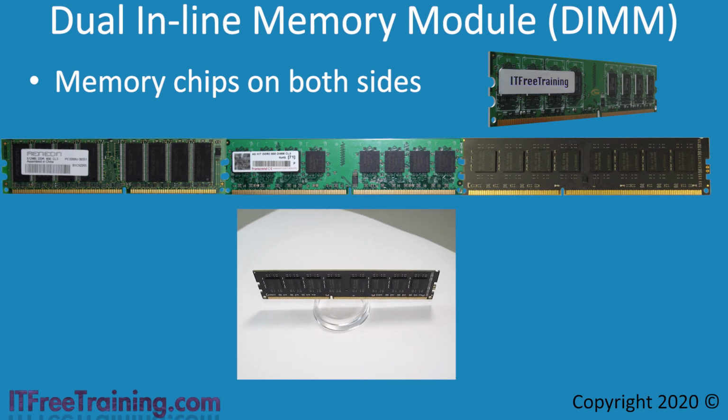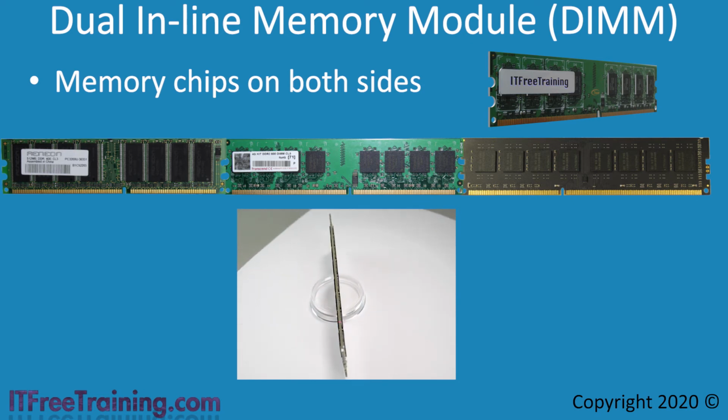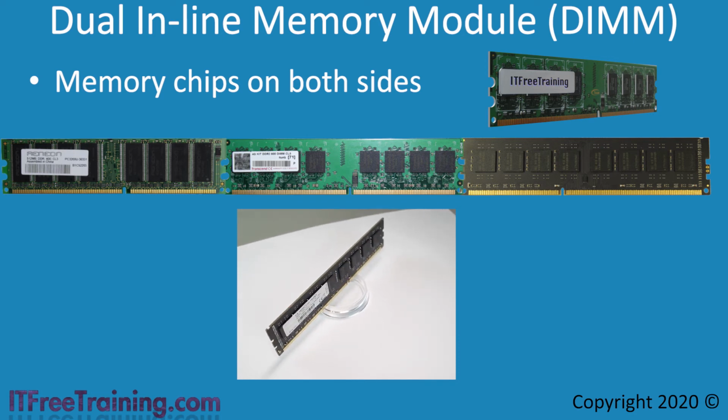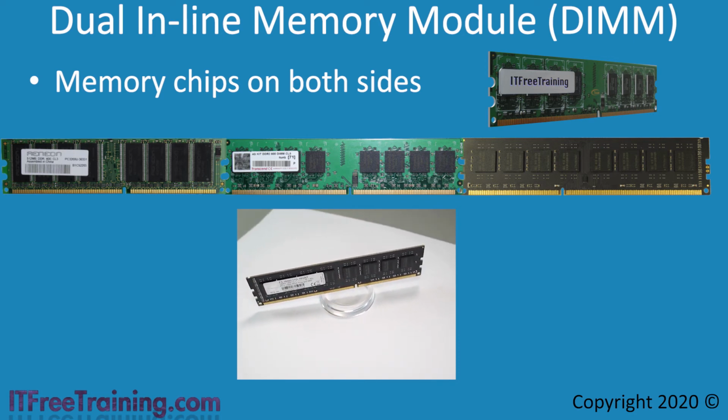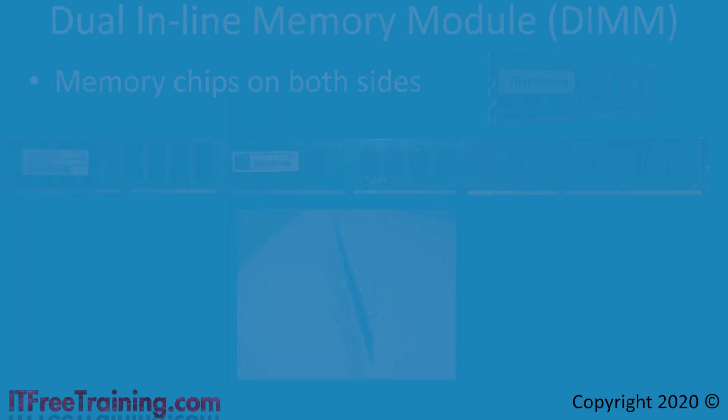The memory modules for desktop computers will generally have a minimum of 8 chips on each side. Given that there are 8 bits in a byte, this is no coincidence. We will look more into this in later videos.